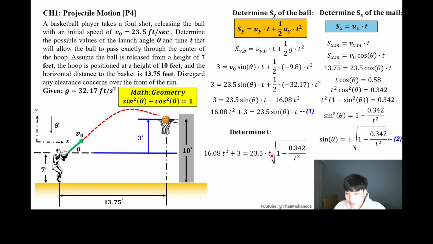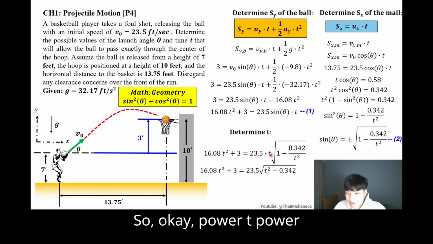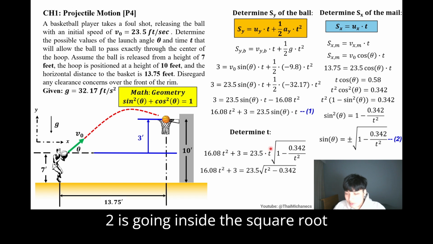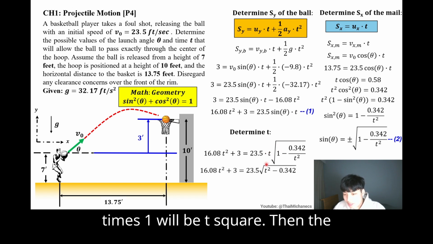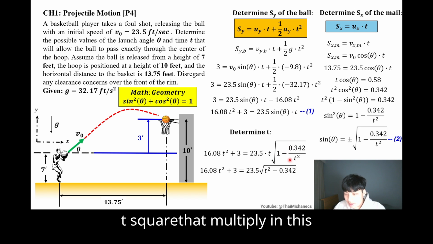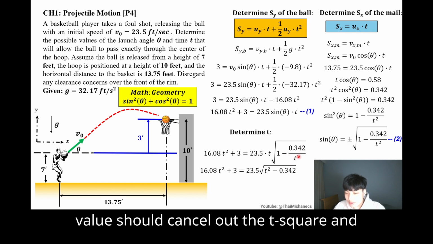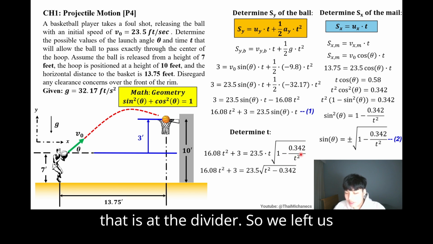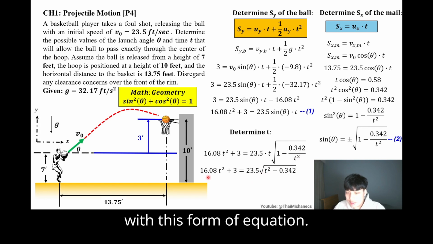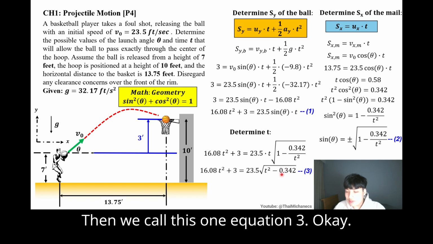Okay, so t to the power 2 goes inside the square root, and it will be t squared. Then the t squared that multiplies in this value should cancel out the t squared that is at the divider. So we are left with this form of equation. Then we call this one equation 3.